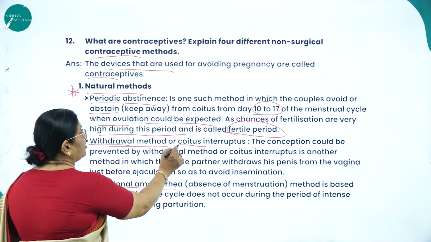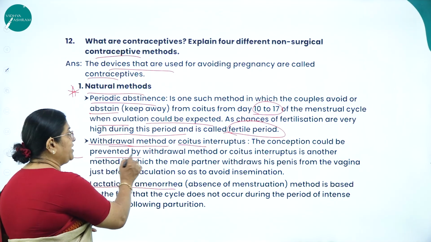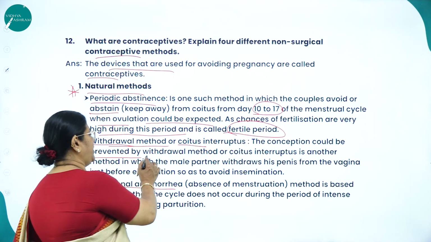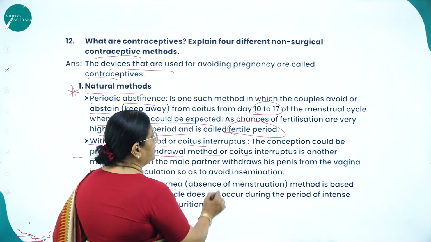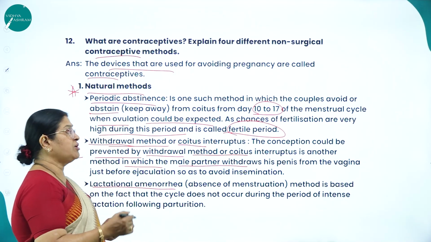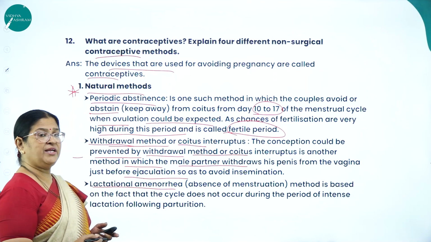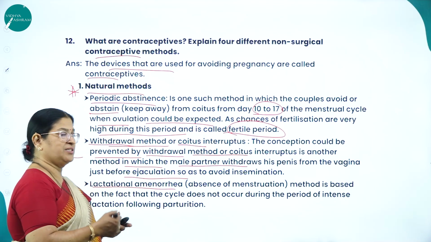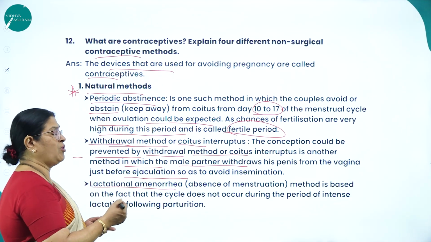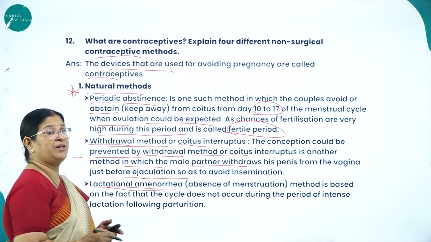Then withdrawal method or coitus interruptus. So the conception would be prevented by withdrawal. The conception, meaning getting pregnant, can be avoided by a withdrawal method or coitus interruptus, in which the male partner withdraws his penis from the vagina just before ejaculation so as to avoid insemination. What is insemination? That is the introduction of the sperms into the female genital tract, which can be avoided by the withdrawal method. Next comes lactational amenorrhea.